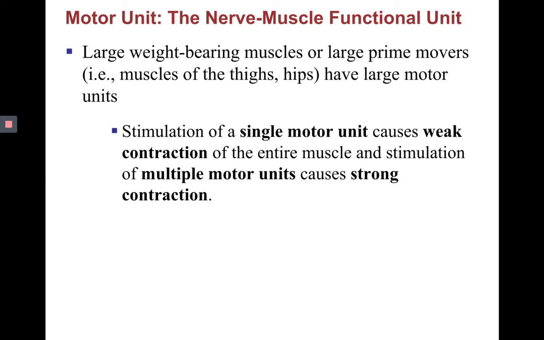So why are we talking about motor units? Why are we concerned with the nerve muscle functional units? It's because we want to talk eventually, especially when we move into chapter 10, about muscles as organs, as systems. And large weight-bearing muscles, which are called the prime movers for certain movements, especially the ones that move the thighs and the hips, they have really large motor units. And stimulation of a single motor unit may cause a weak contraction, but these large muscles would use multiple motor units to cause strong contractions and move more weight.